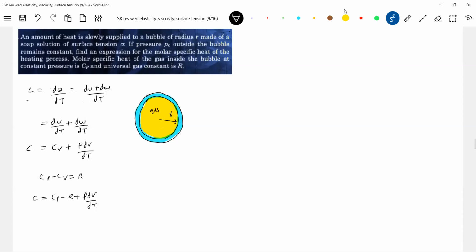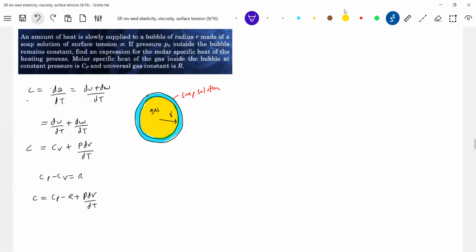Now what we are going to do is supply heat slowly to a bubble of radius R. How we supply, let's not bother. Somehow the soap solution will permit the heat to pass through it and it will be absorbed by the gas, and the gas will expand. And the gas in fact will expand here. So now a pressure force will be acting.